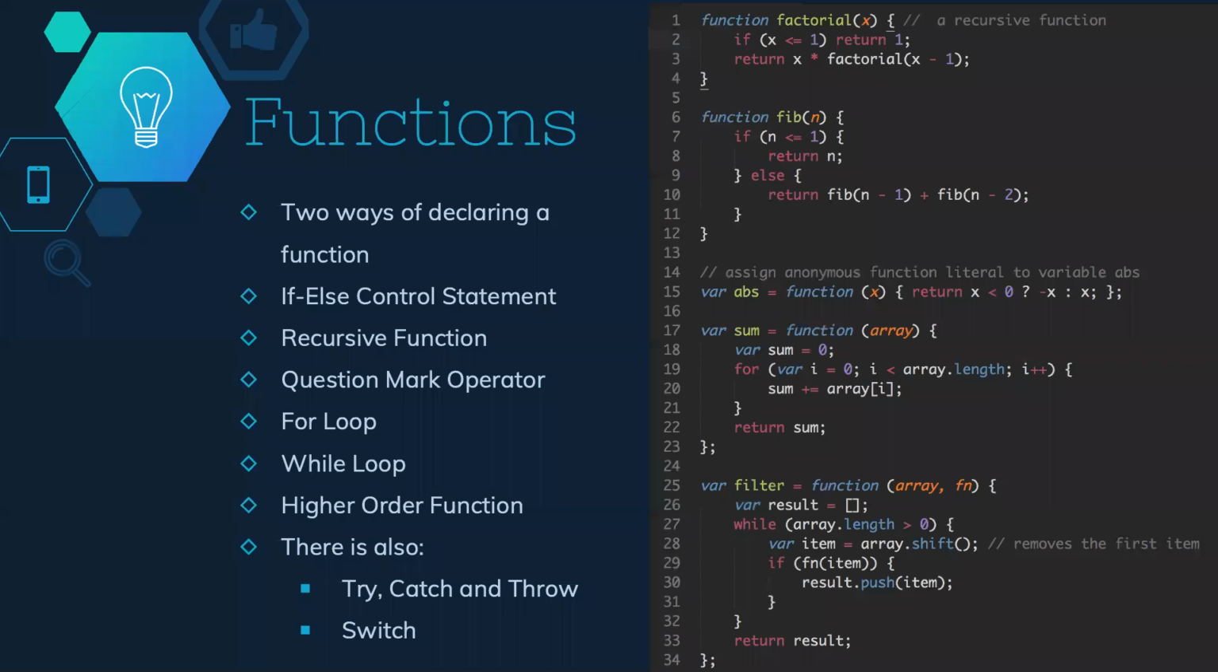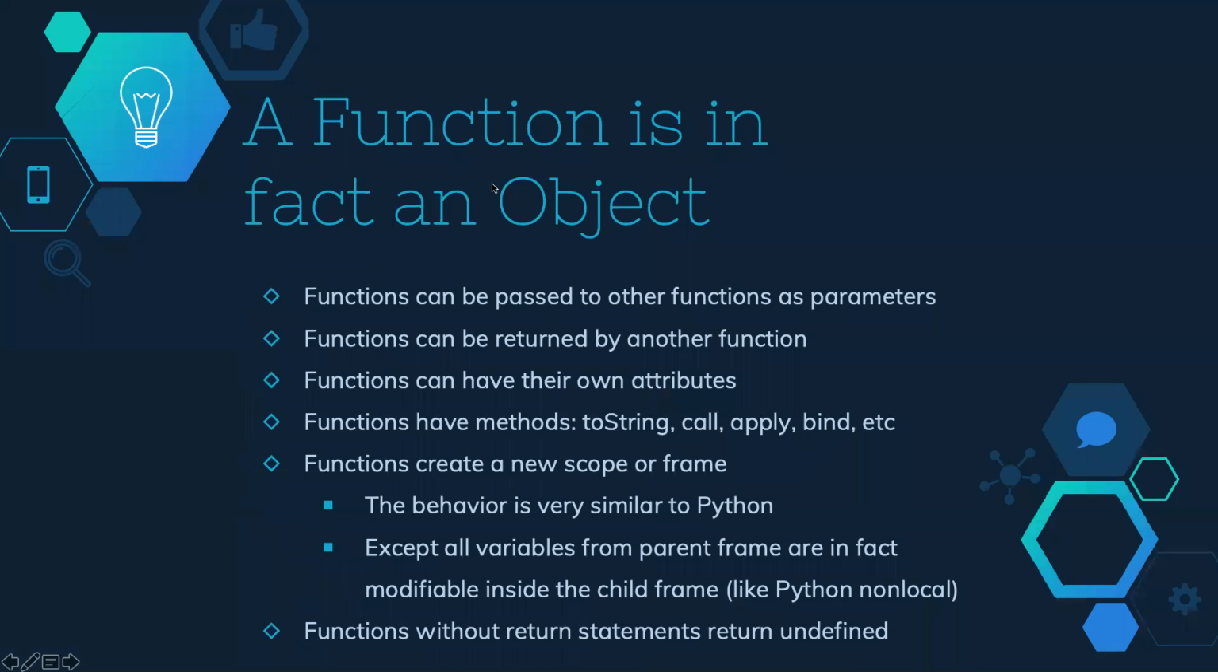But already, even if you didn't know JavaScript, you can read this and make sense of it if you have done at least one language. So a function is an object. Functions can be passed into other functions as parameters. We saw that with higher order functions, and they can be returned by another function. Functions also can have their own attributes. They have other methods, which you can experiment with.